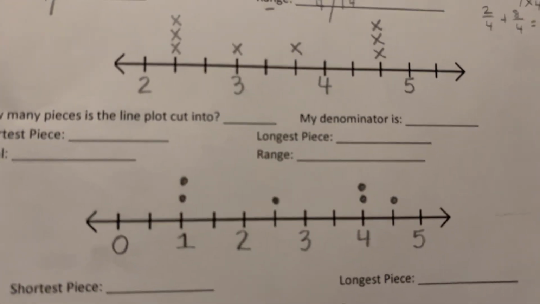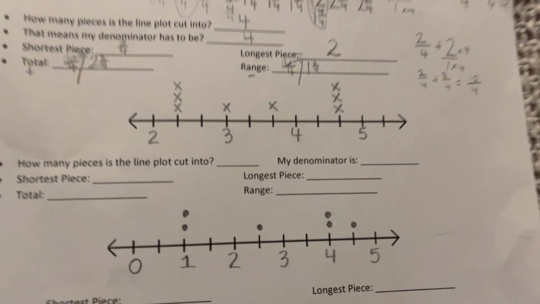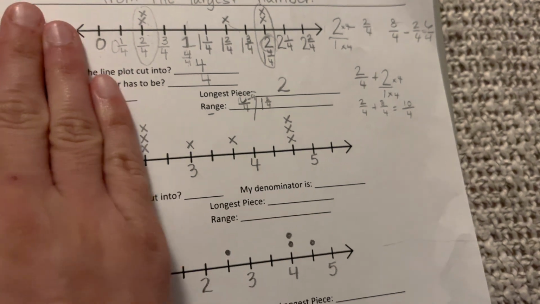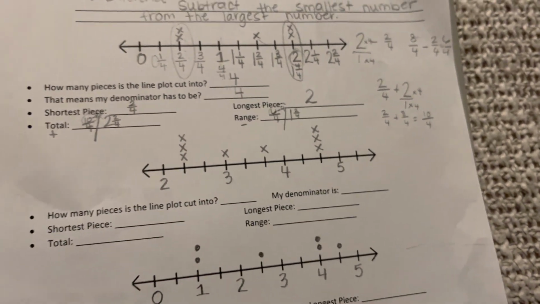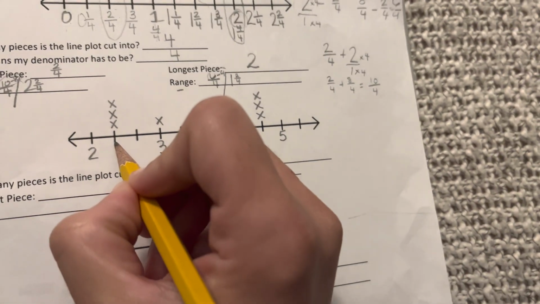We're going to keep doing the same thing. Guys, this new line plot here starts at 2. Whatever that first whole number is, we do not touch it. You don't use it. You don't start with 2. You start after that. So I'm not going to start counting with 2. I'm going to start counting here.